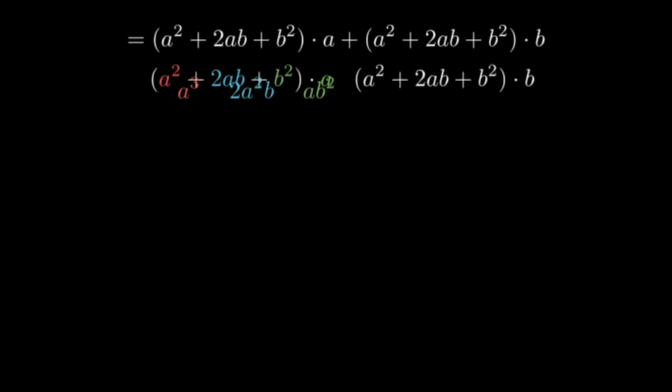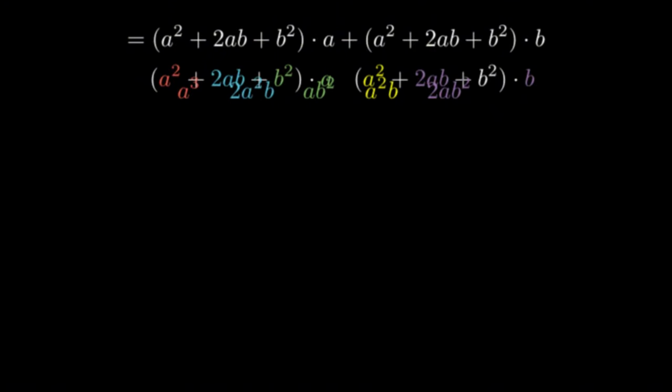Now let's multiply each term in the first bracket by b. We'll follow the same pattern of using the laws of exponents to calculate each result. For the first term in this second group, a squared times b equals a squared b. Since a and b are different variables, we simply keep a squared and multiply it by b. For the second term in this group, 2ab times b equals 2ab squared. The coefficient 2 and the variable a remain unchanged, while b gets an additional power since b times b equals b squared.